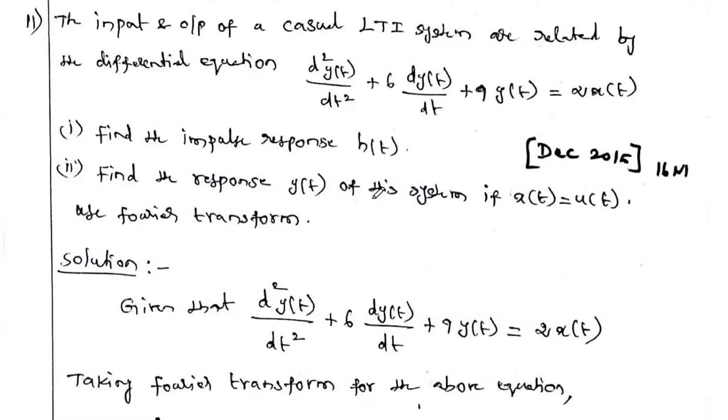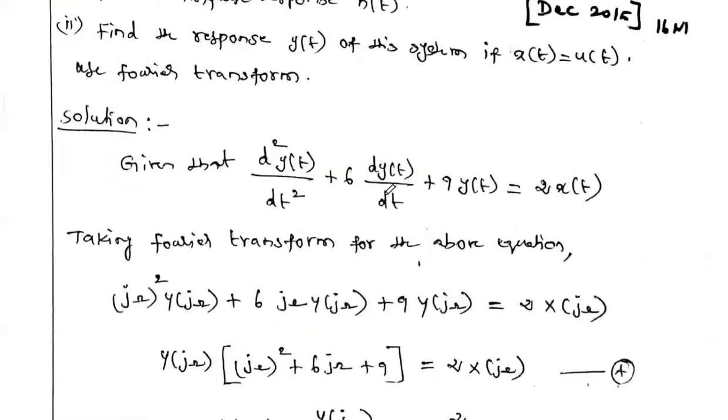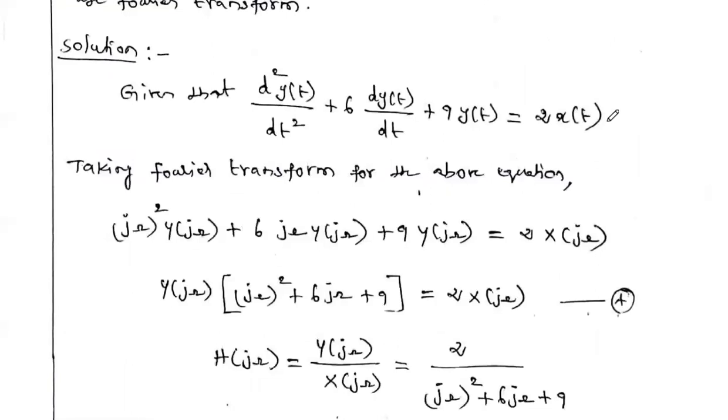So first, you know that we have to write down the given system equation. So what's the given system equation? This one. The given system equation consists of the differential terms. Now we are going to solve our system equation using Fourier transform, in the Fourier domain only. So that's why we have to take a Fourier transform of the above equation.